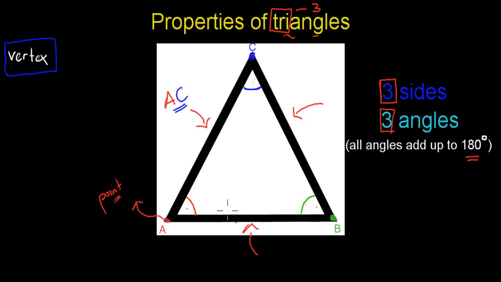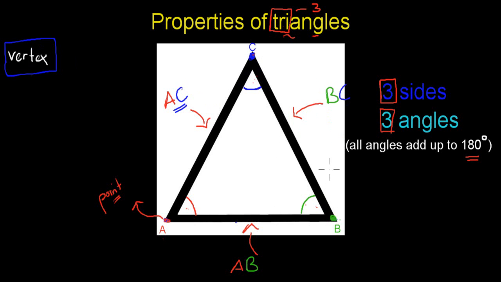So in this case, we call this side down here AB, because it's between vertex A and B, so that's why we call it AB. And then this one here is between vertex B and vertex C, so we call it BC. So we've got side AC, which is this one here, AB down here, and BC up here. Right? That's how we name sides.